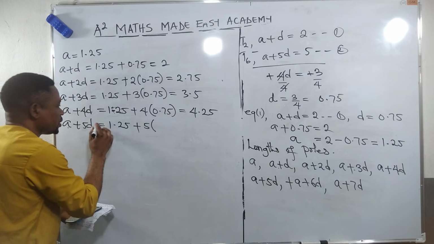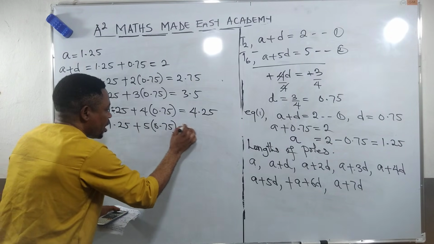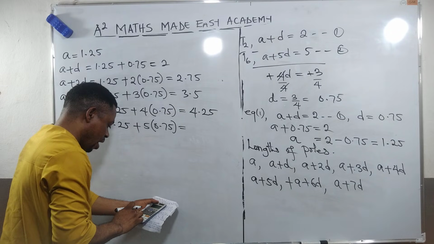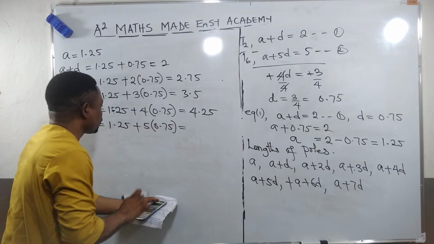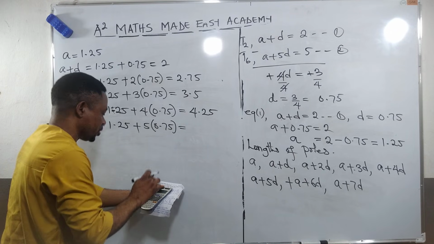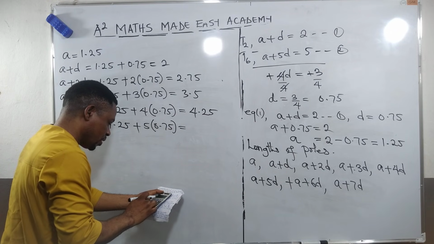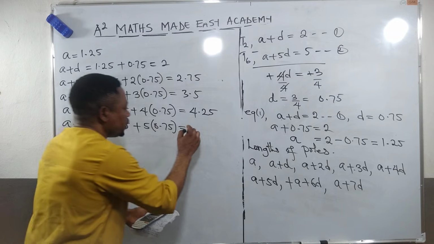Then the next one is A plus 5D, which is A is 1.25 plus what? 5. What is the common difference? 0.75. Watch. I have 1.25 plus what? 5 bracket what? 0.75. Close the bracket. What is the result? The result is 5.